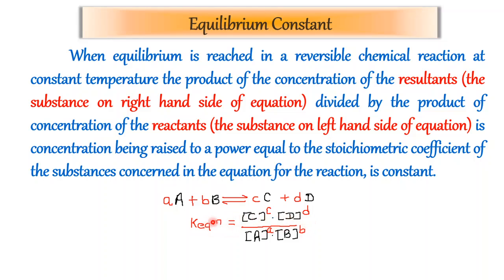Now if I want to read this equation, I will read it as: when equilibrium is reached in a reversible chemical reaction, at a constant temperature, the product of concentrations of the resultants, meaning the things present on the right hand side of the equation, divided by the product of concentrations of the reactants, meaning the things present on the left hand side, each concentration being raised to the power equal to the stoichiometric coefficient of the substance concerned in the equation for the reaction, is always a constant.